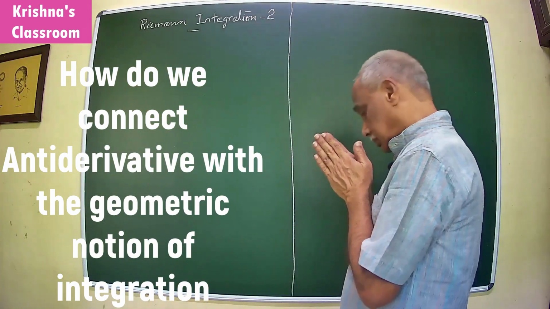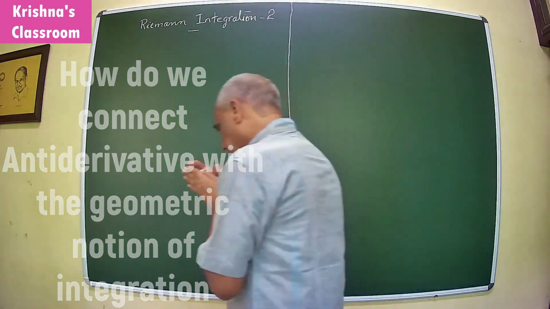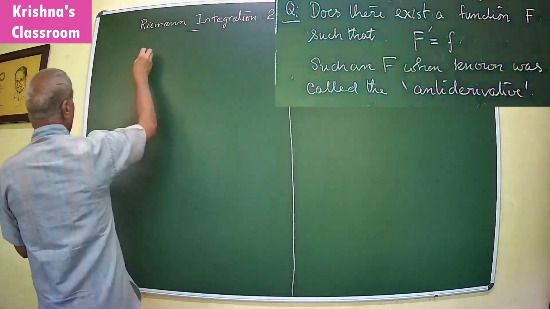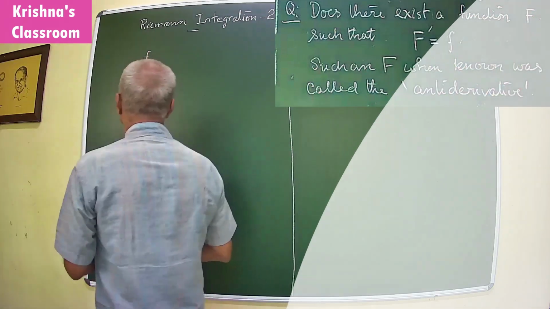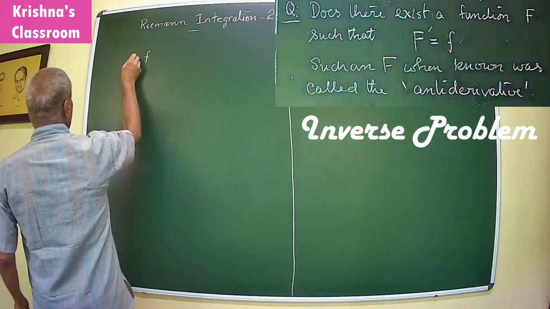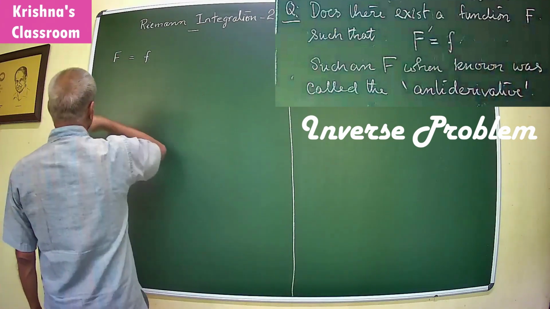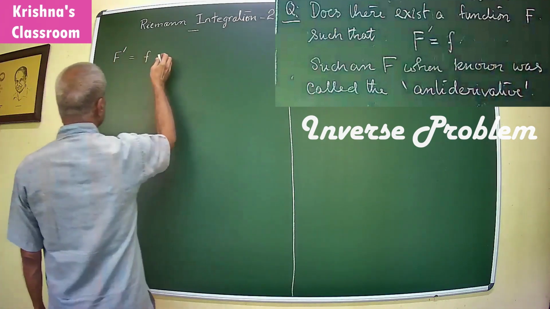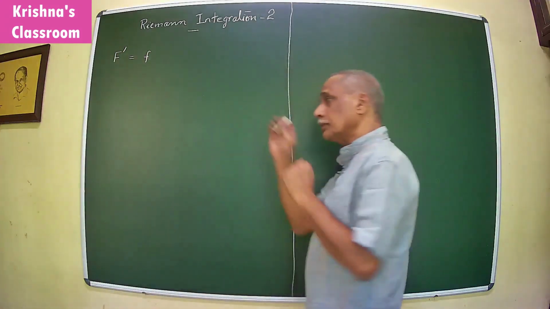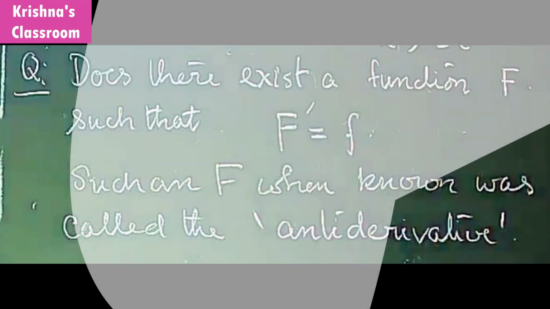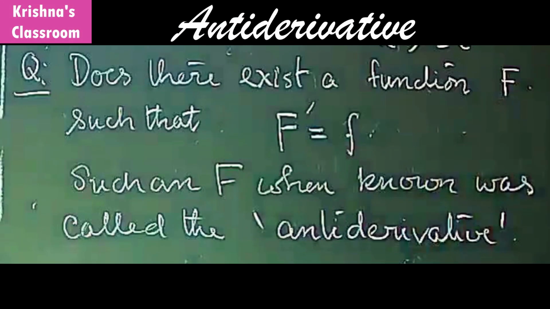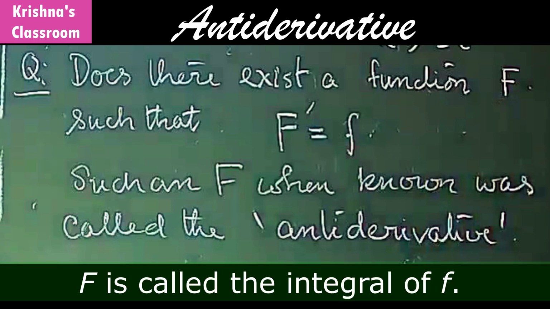Because you recall last time we said, if f is a given function on some interval, the question you are asking is: does there exist a function capital F such that F derivative is equal to f? This is the inverse problem that we are looking at. And if such a solution exists, then capital F is called the antiderivative of f. Now that is one notion about the integral, and you called it the integral of f.